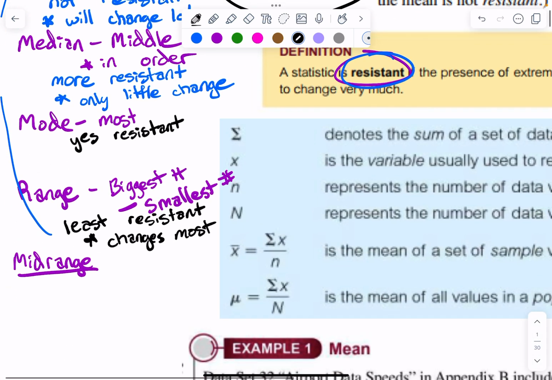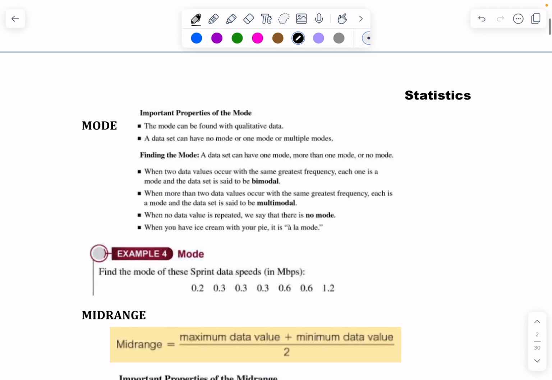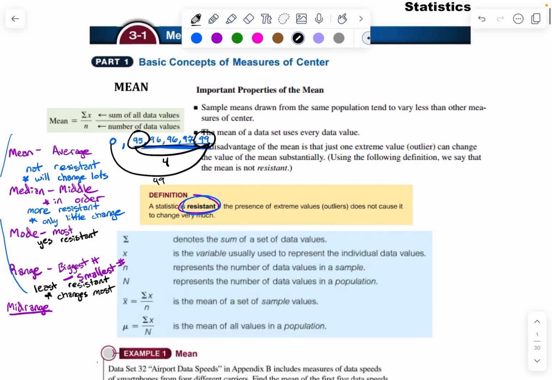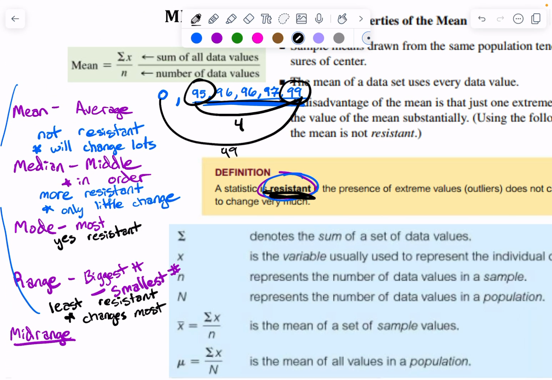We'll talk about mid-range. Mid-range is going to operate kind of like range does. Well, no, that's not true. We'll talk about mid-range when we get there, okay? Mid-range is on this backside here. So as far as resistance, that's probably a different term than you've maybe heard before. We kind of know what mean, median, mode, range are, but when it comes to resistance to outliers, that's what we're focused on, all right?